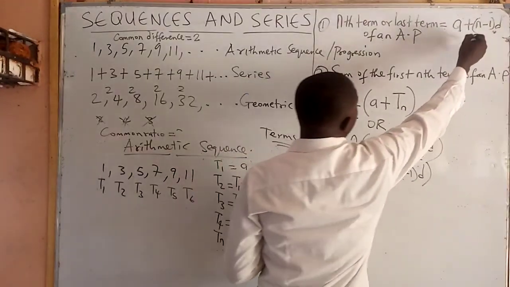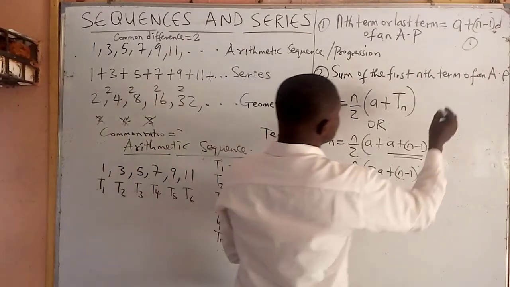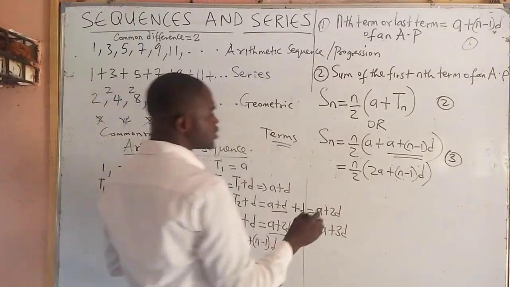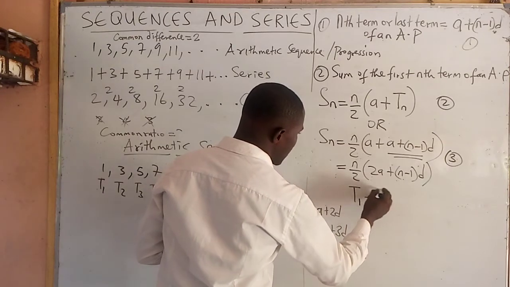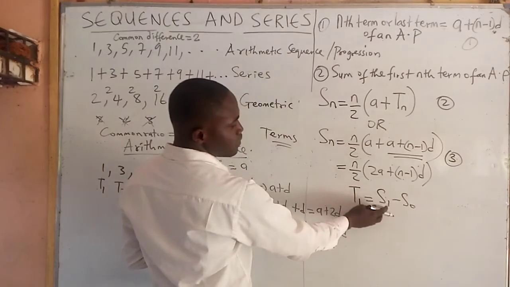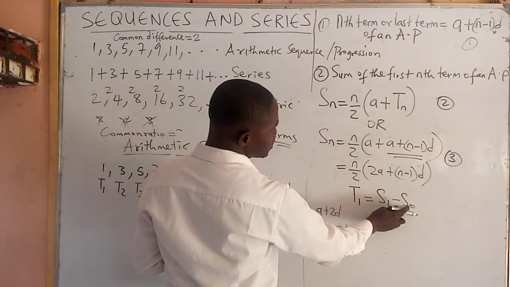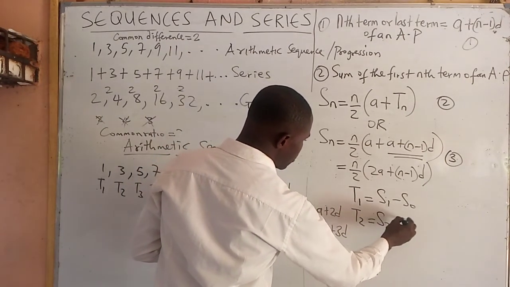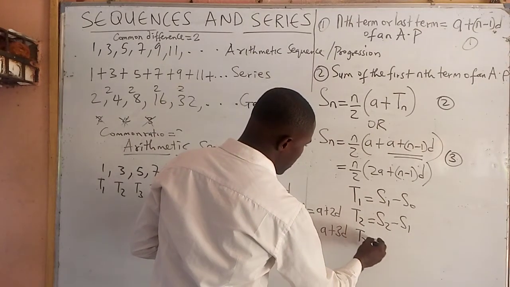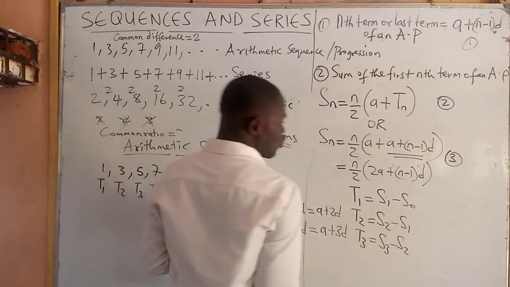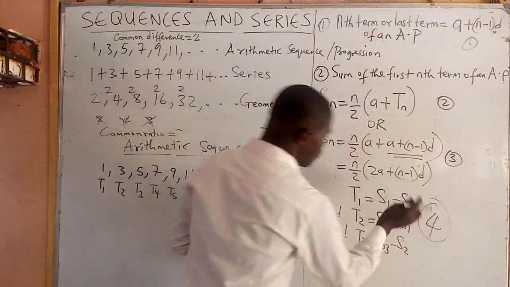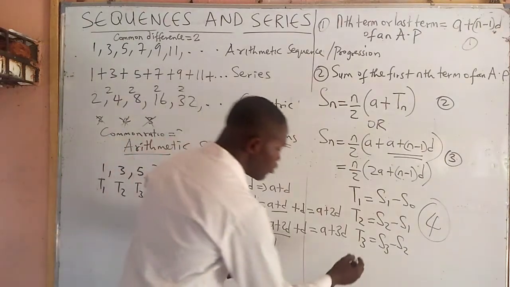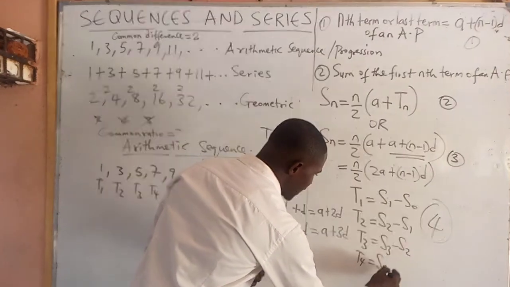This is formula 1, this is formula 2, and this is formula 3. Now, in an AP, it is noted that T1 is equal to S1 minus S0, where S is the sum of the first n terms. So T2 equals S2 minus S1. T3 equals S3 minus S2. You will see how we apply this formula while solving any question. That continues with T4, T5, and so on. T4 is S4 minus S3.